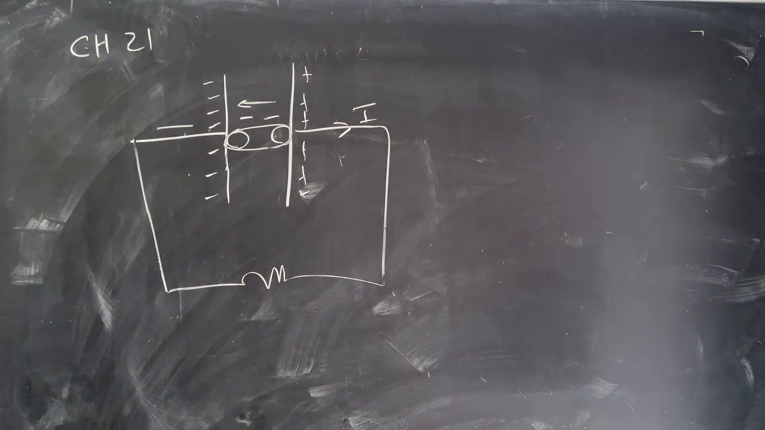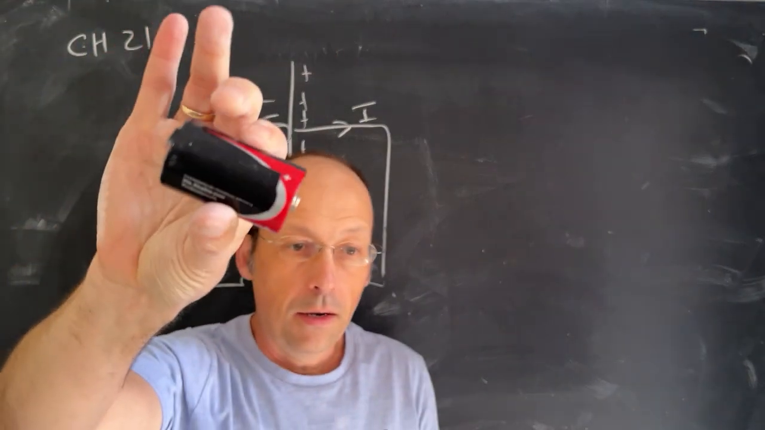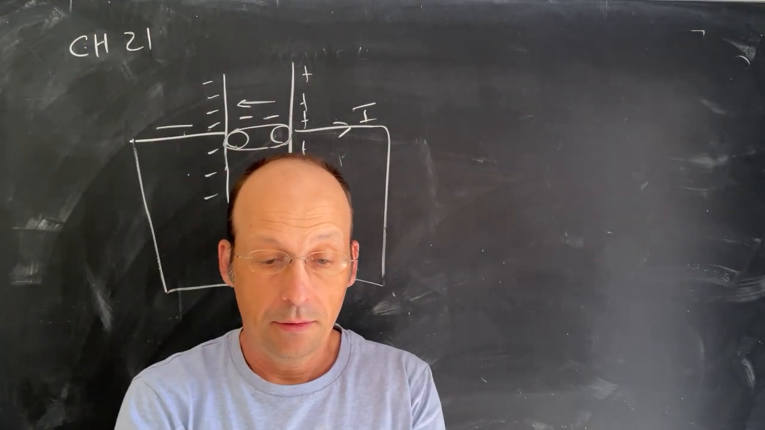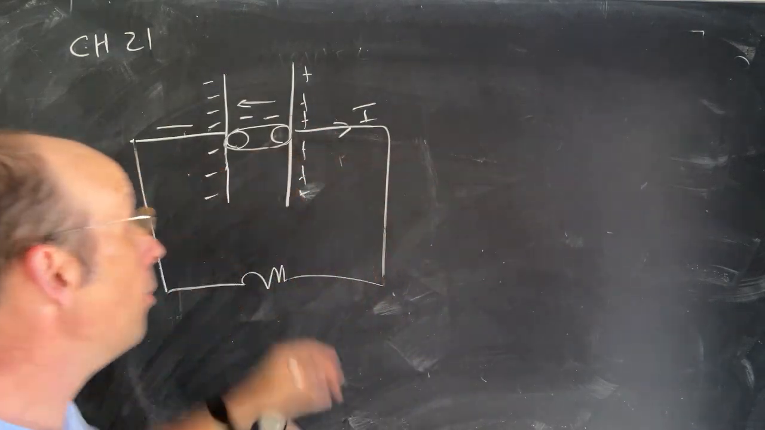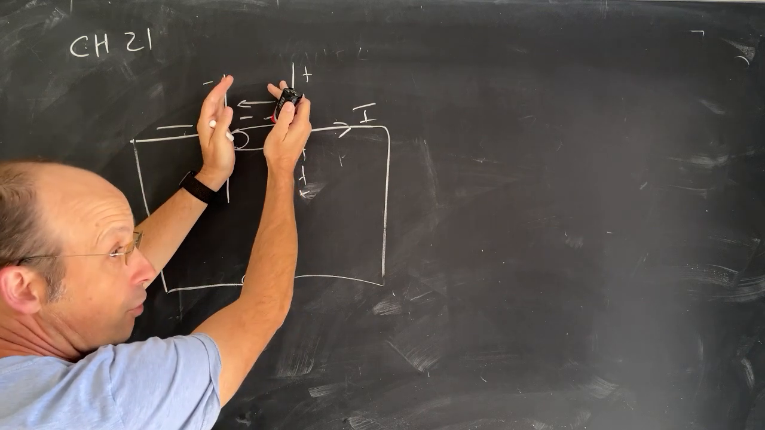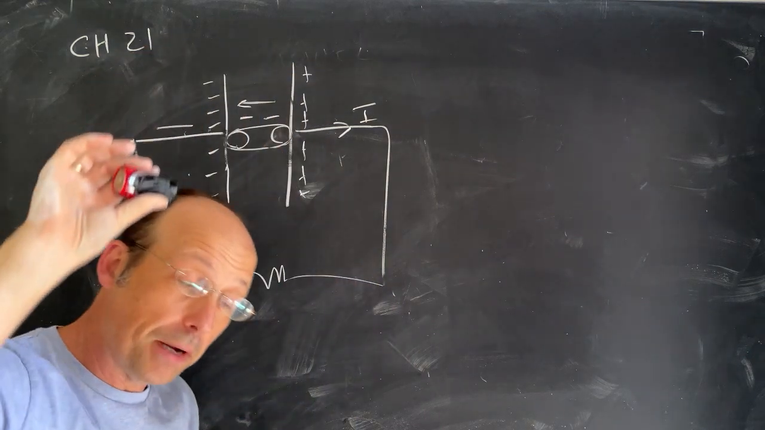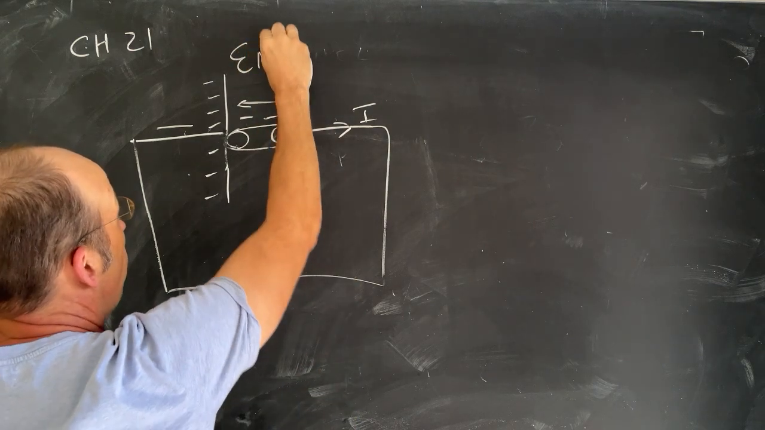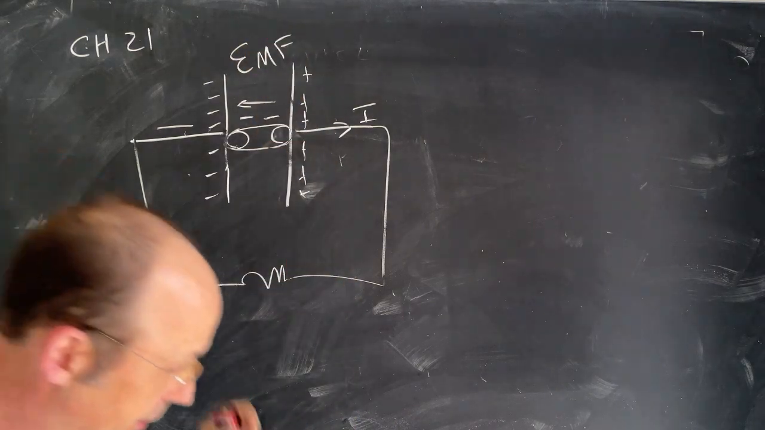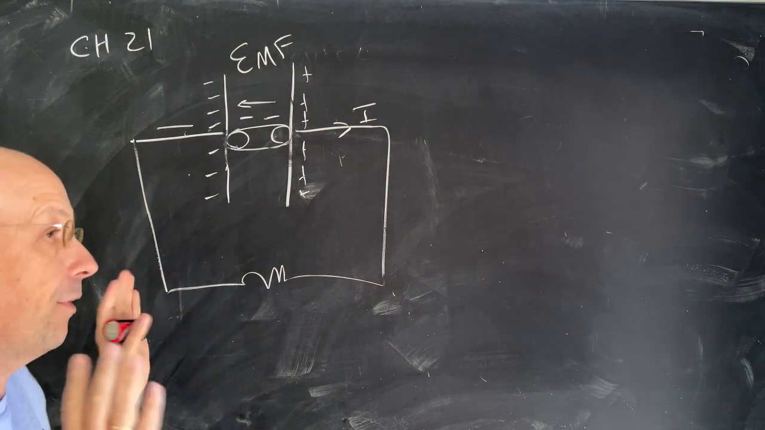Let me get a battery. This is a D-cell battery. It does not have a conveyor belt in there, but what it does have is a chemical process that moves charges from one side to the other. And because of that, we call this battery an electromotive force, and it has units of volts. It's not a force. It's an older term, but we see it all the time.